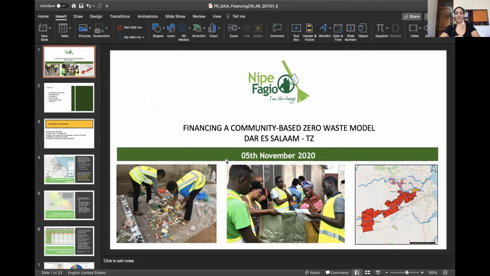Okay. So I'd like to talk a little bit about our example here in Tanzania. We have started piloting a zero waste model in 2019, so it's recent. It's a very interesting community-based zero waste model here in Dar es Salaam. It's inspired by the model that is going on in the Philippines, which is a great benchmark, I think, for anyone that would like to learn about this.